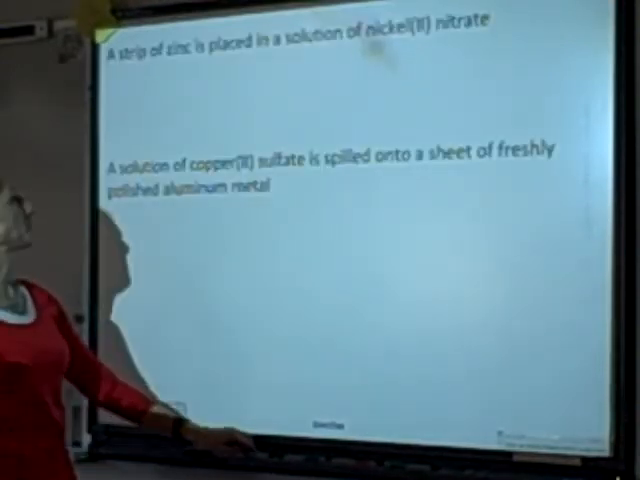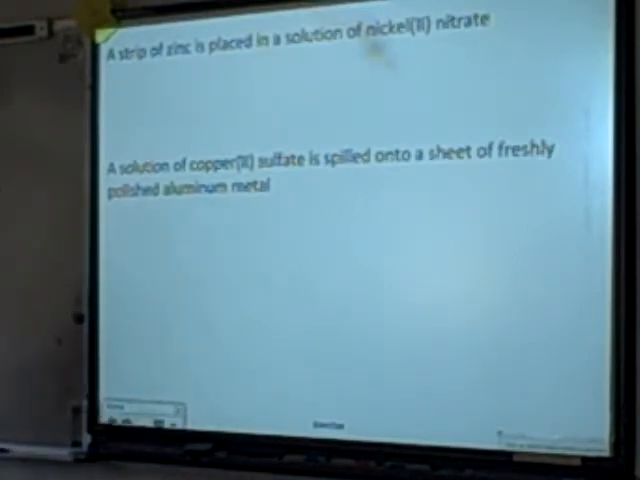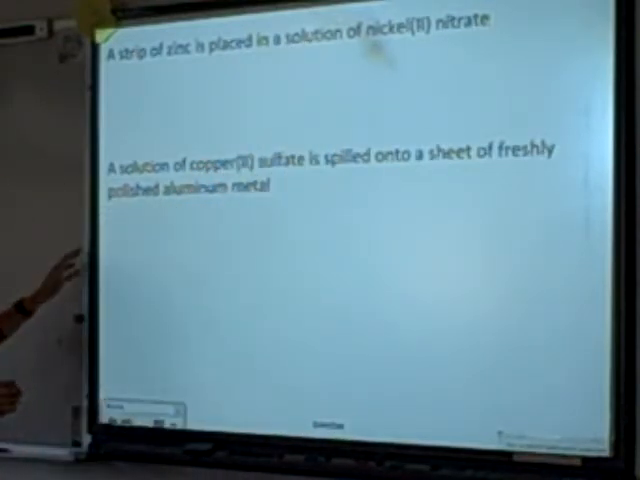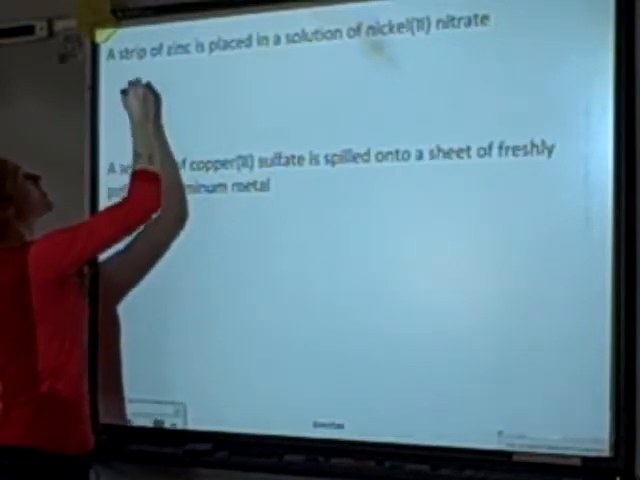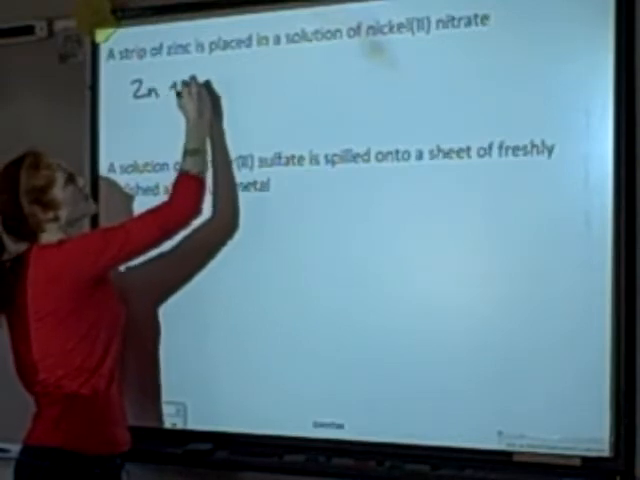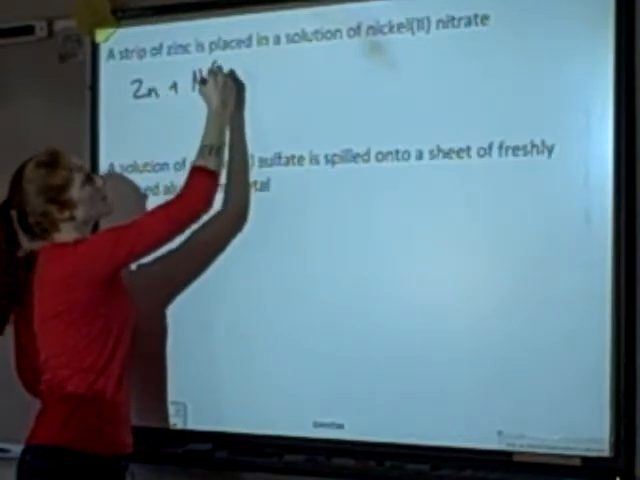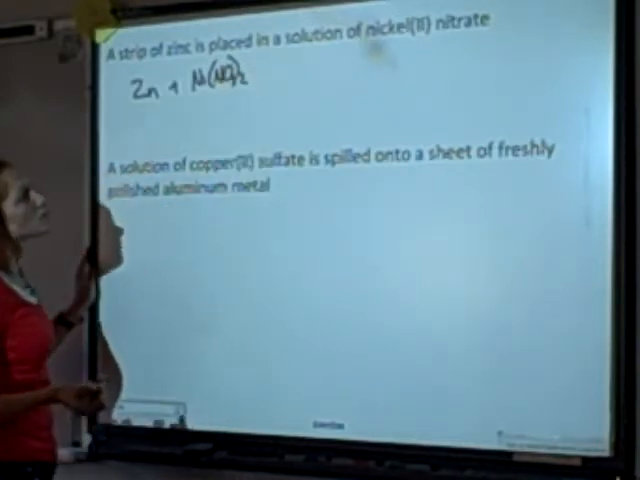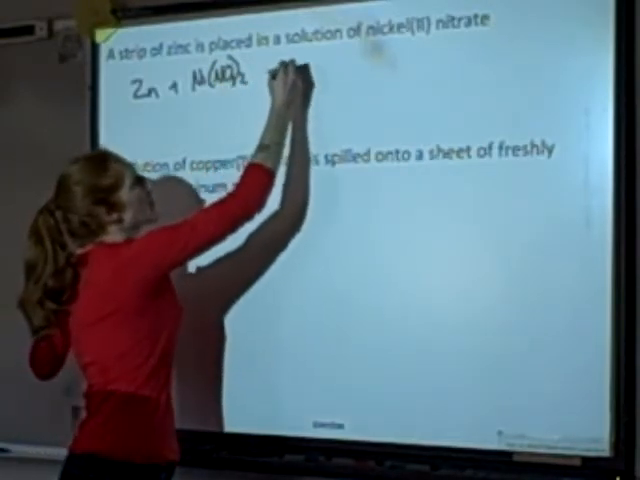Let's try some. Okay, a strip of zinc is placed in a solution of nickel 2 nitrate. As soon as we see solution, we know we have to be aware of the spectator ions. They don't do anything. So zinc is just Zn in a solution of nickel 2 nitrate. So that's nickel with 2 nitrates. Nitrate is a 1- charge. The nickel 2 is going to be nickel 2+. So that's going to react.